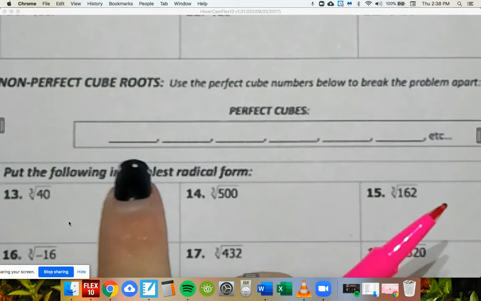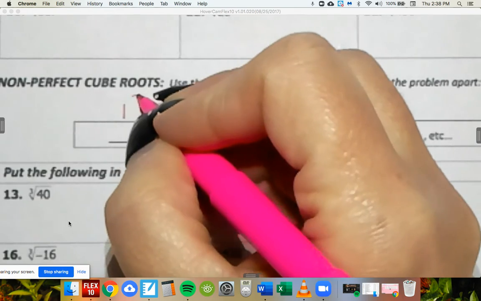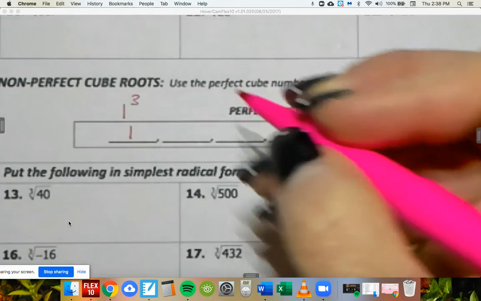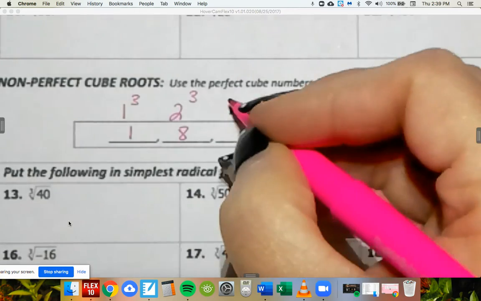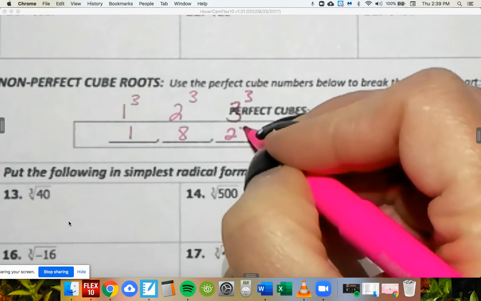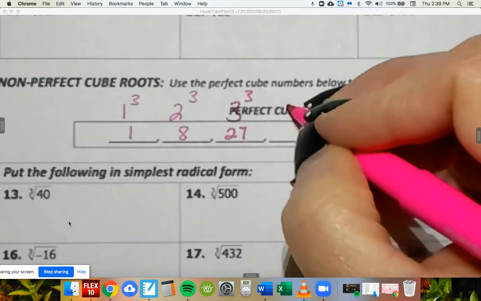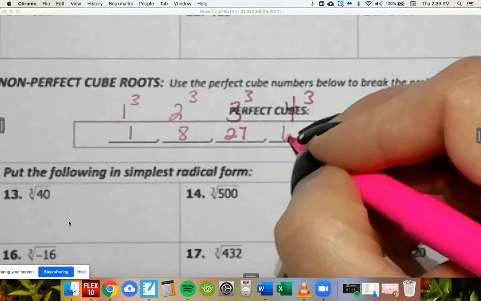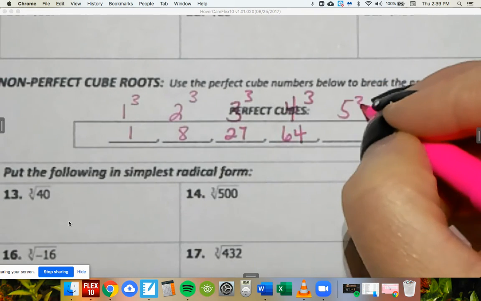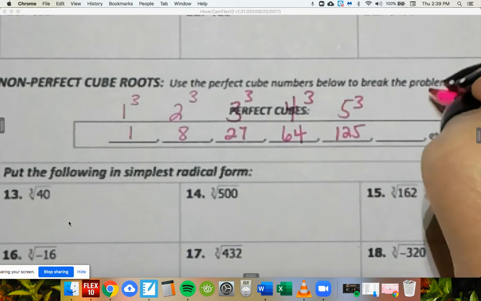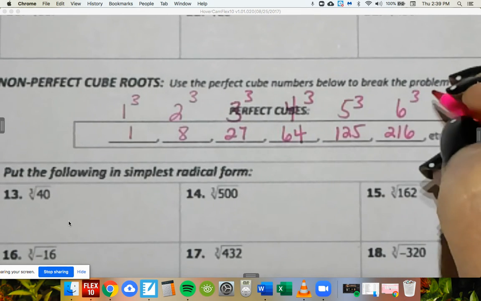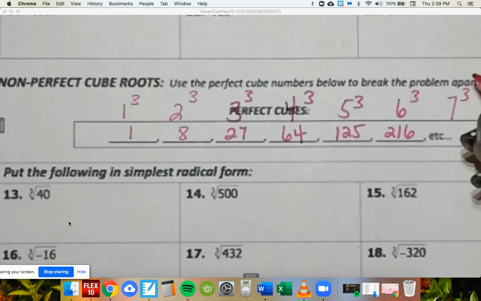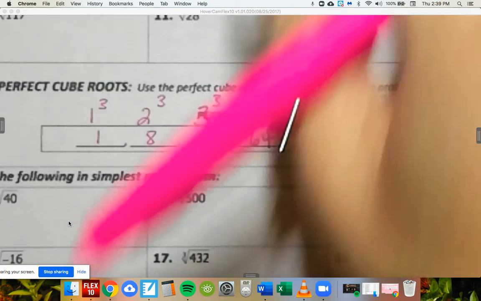So let me tell you about perfect cubes. What is 1 to the third power? 1. What is 2 to the third power? 8. What is 3 to the third power? 27. And 4 to the third power? 64. And for 5, it's 125. And for 6, it's 216. And for 7, it's 343. So it would behoove you to write those numbers down.